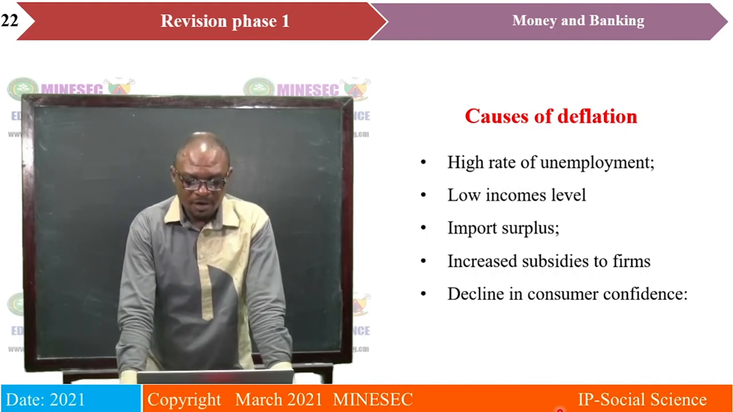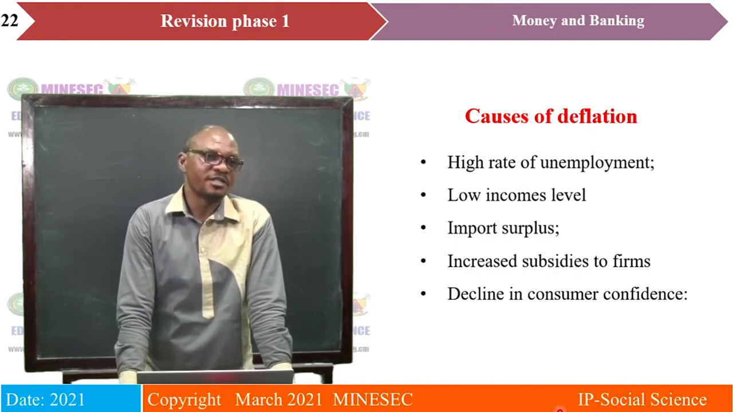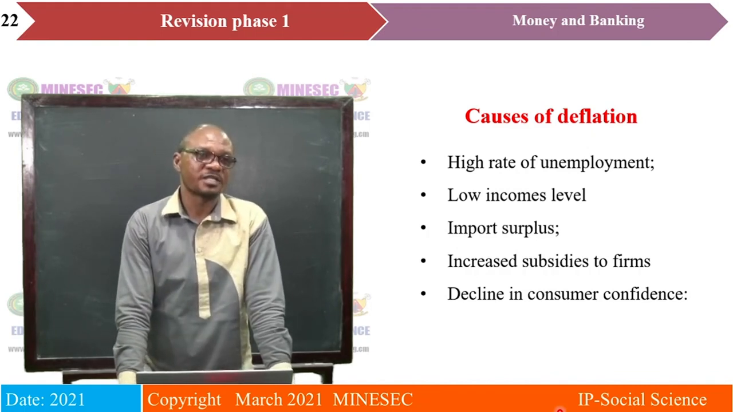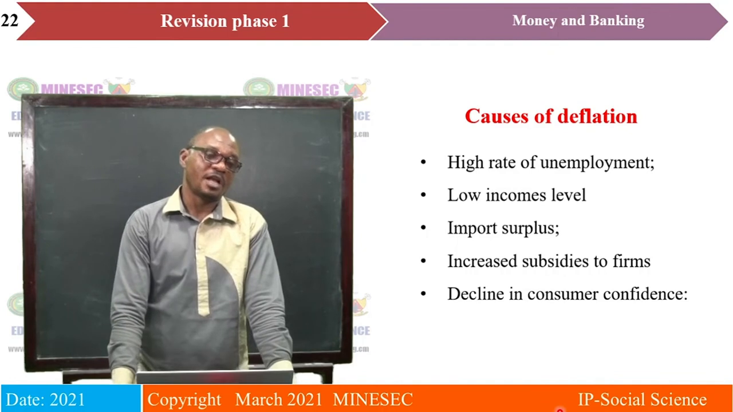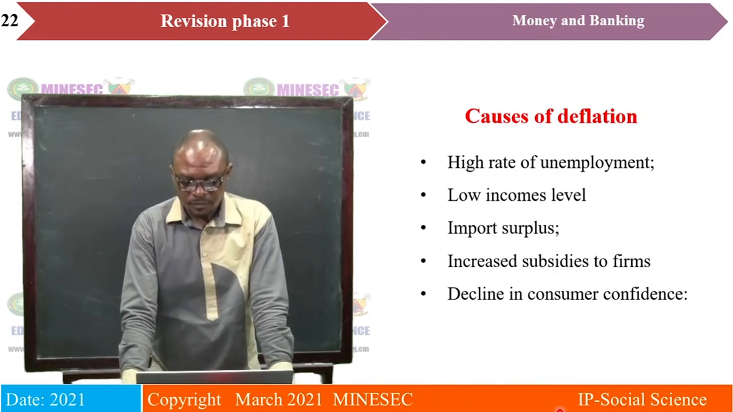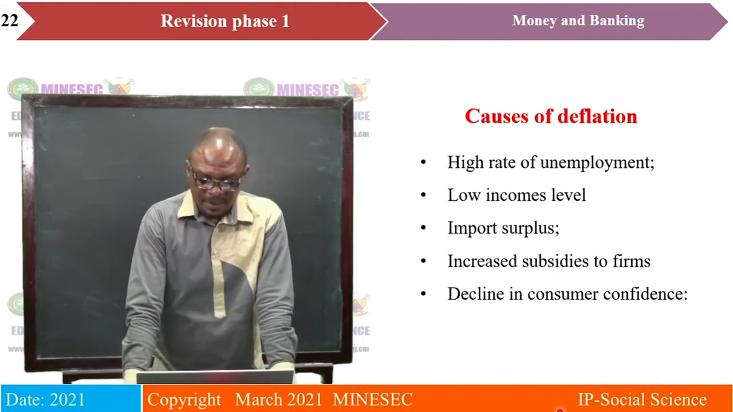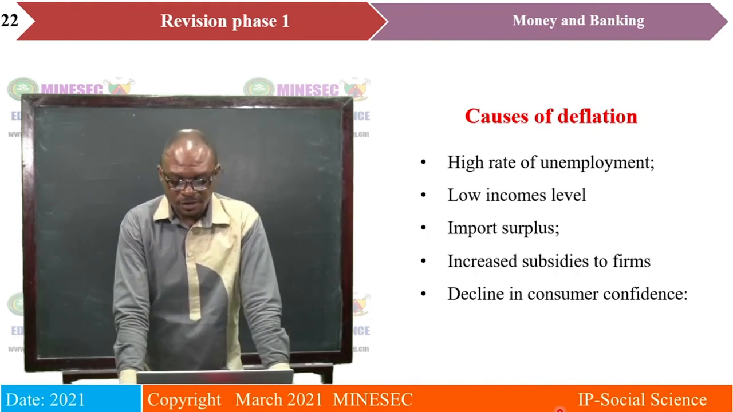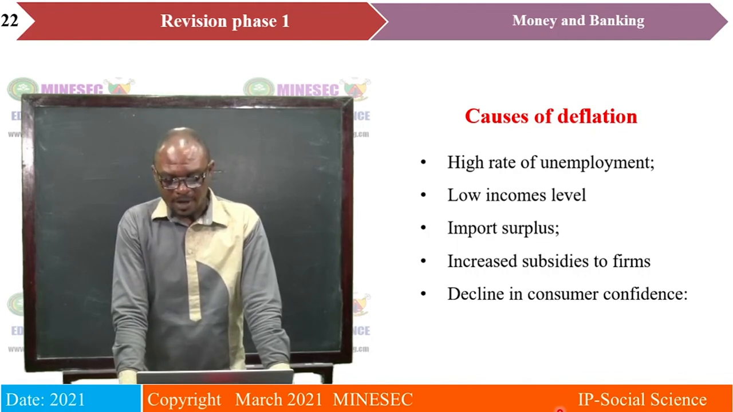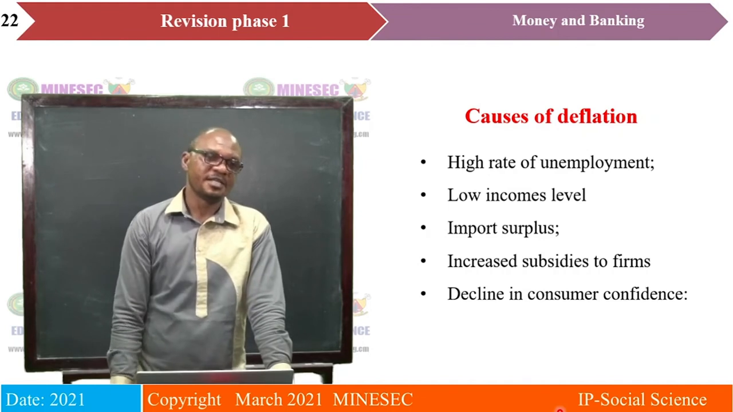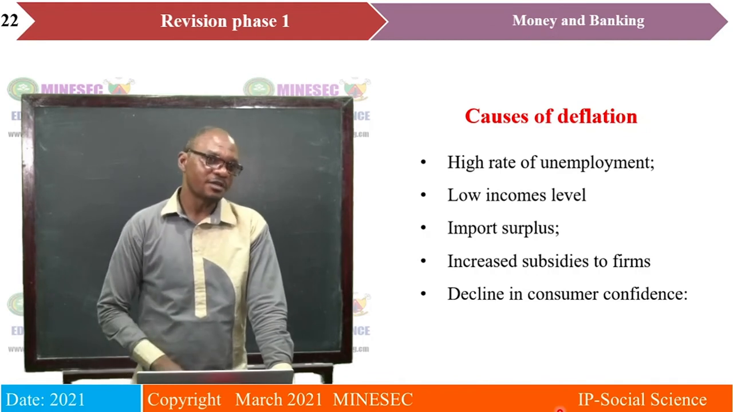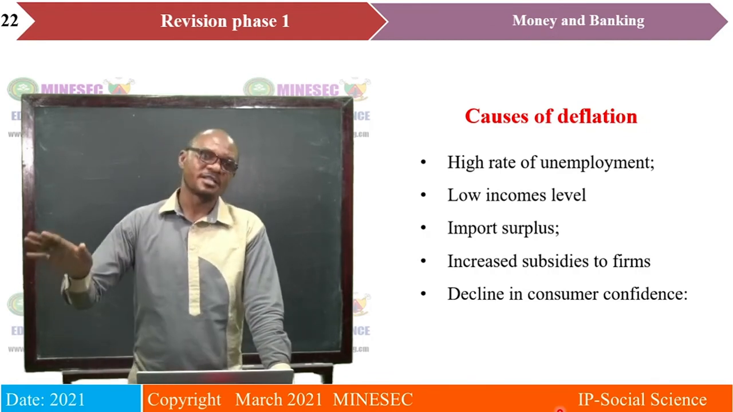But we also have low income levels. In an economy where income level is low, we also expect prices to drop because the demand for goods and services in such an economy will also reduce. And economic theory tells us that when demand falls, price level goes down. We have import surplus as a cause of deflation. When there is import surplus, then it means that the supply of goods in the economy will increase. And economic theory equally tells us that when supply increases, price level goes down.